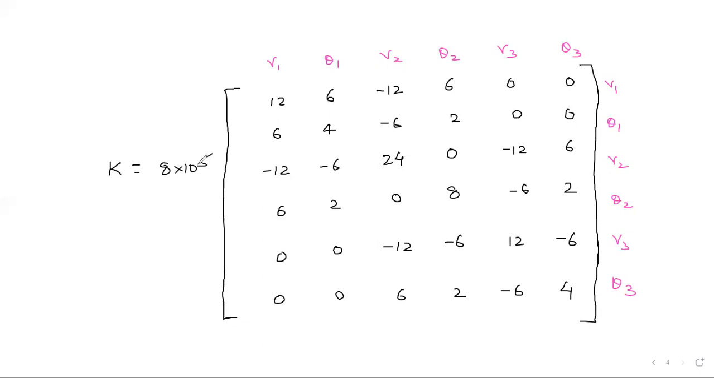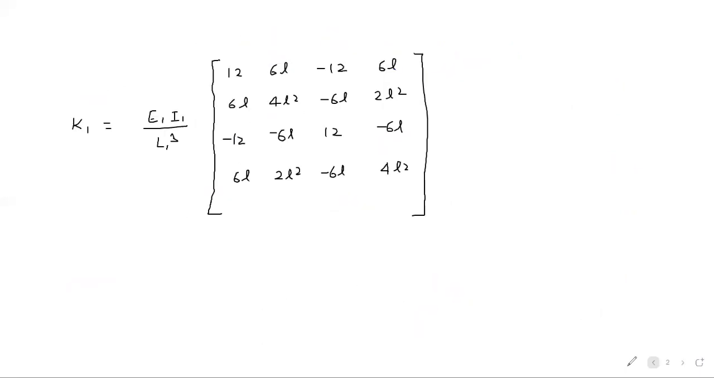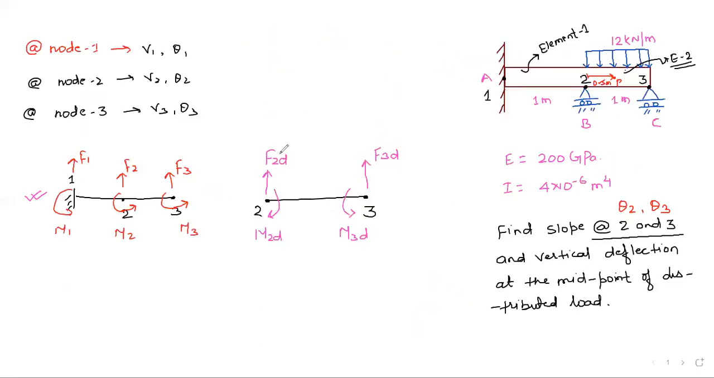So we have calculated the global stiffness matrix. What we do next is establish the relation F is equal to K into delta. Before establishing the relation, let us see what F2D and F3D are, the values that we have taken here.